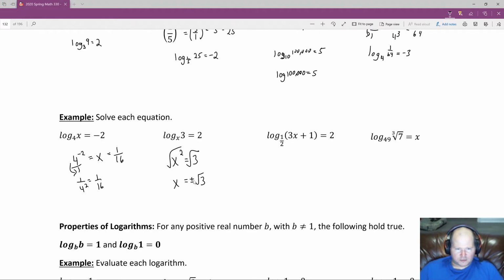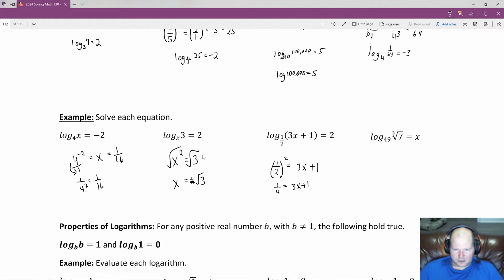Now there's nothing wrong with the algebra here, but in reality, generally speaking, you don't want x to be a negative number. So you're just going to have a positive square root of 3 here. Okay, now this one's a little more complicated, right? Because we're basically saying, well, 1/2 to the second power is equal to 3x plus 1. That's fine, because once we square that, what we end up getting is 1/4. So 1/4 is equal to 3x plus 1.